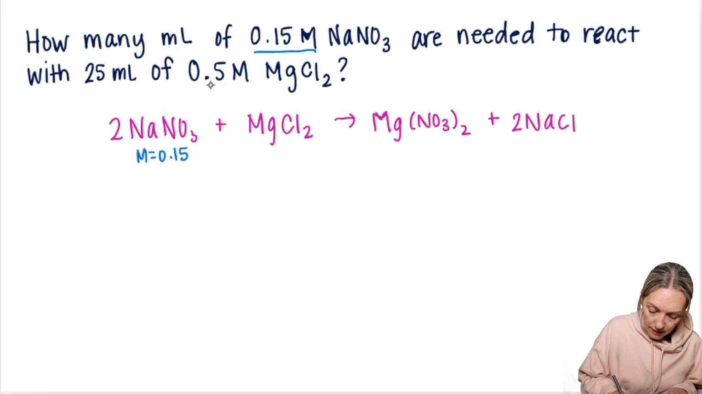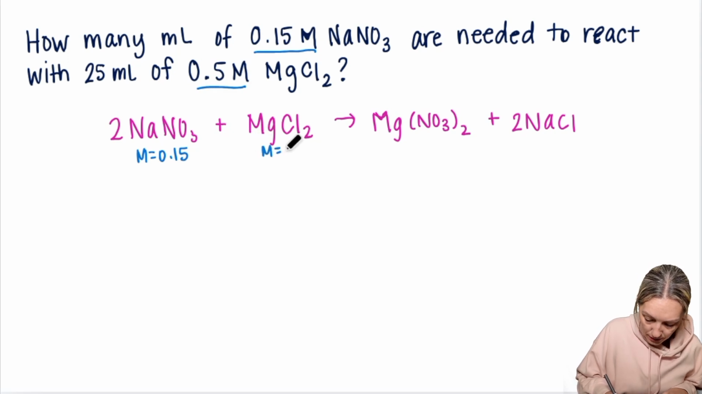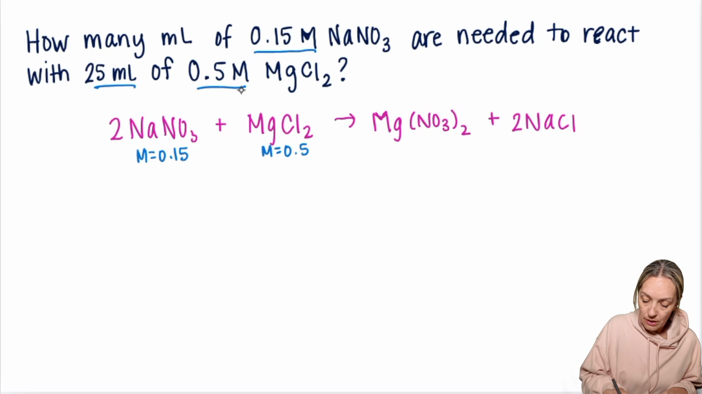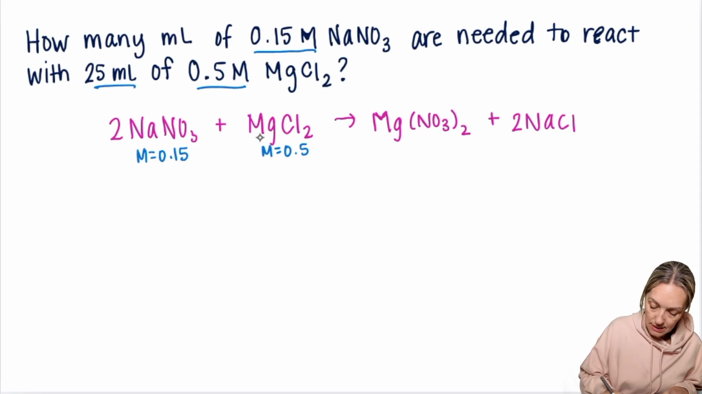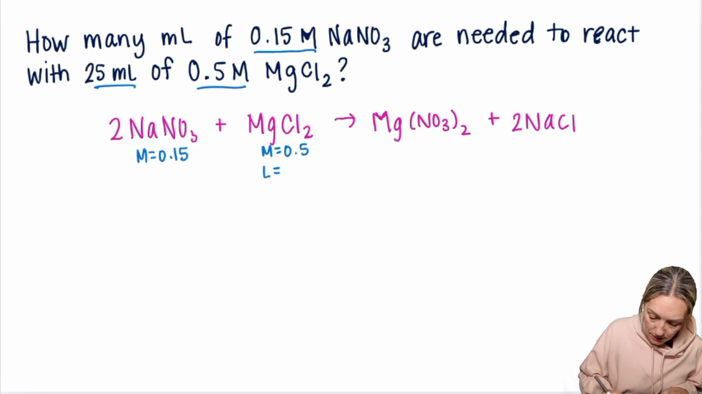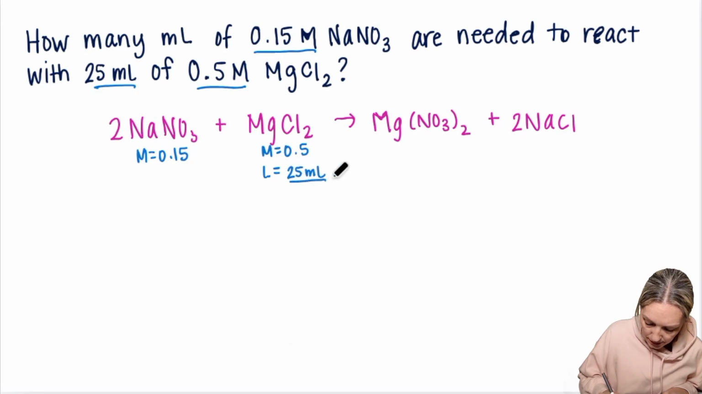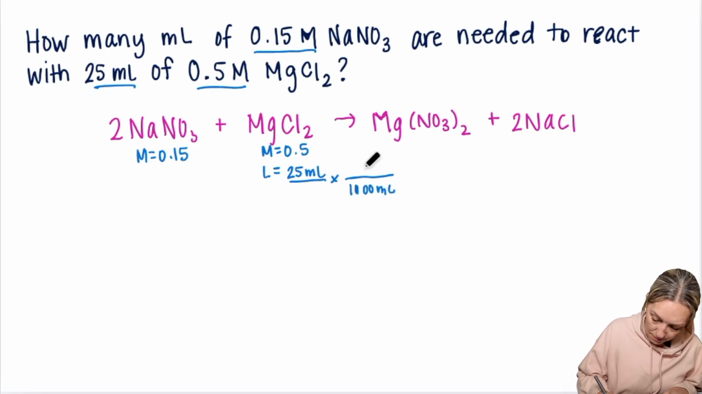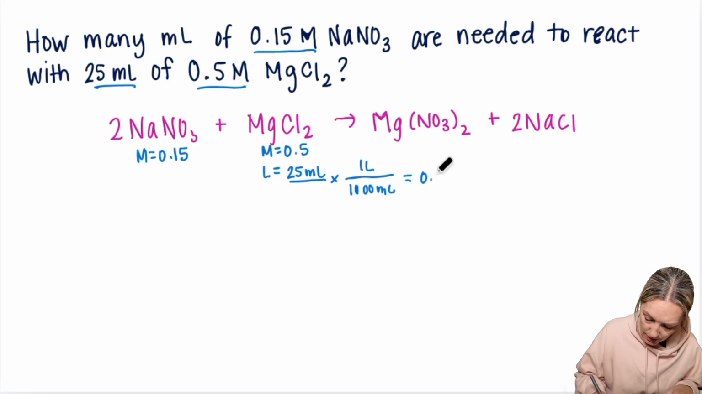I get 25 milliliters of a 0.5 molar MgCl2 solution. So the molarity of the MgCl2 is 0.5, and the milliliters here are also referring to that same 0.5 molar MgCl2. Milliliters are not super helpful to us, so we're going to need to take those milliliters and convert them into liters by dividing by 1,000. That is going to give me 0.025 liters.